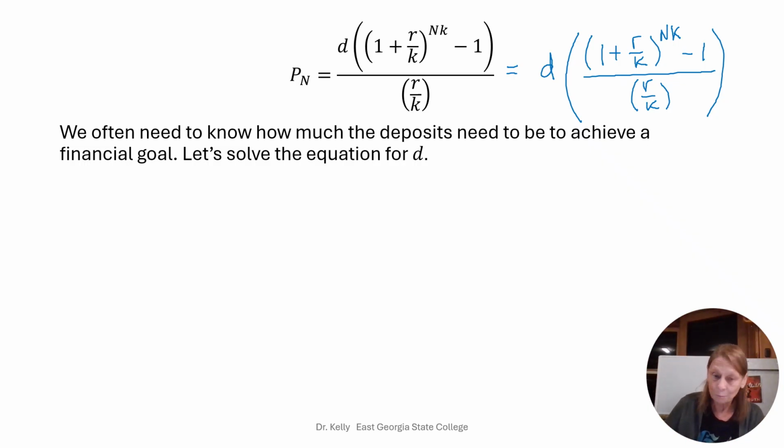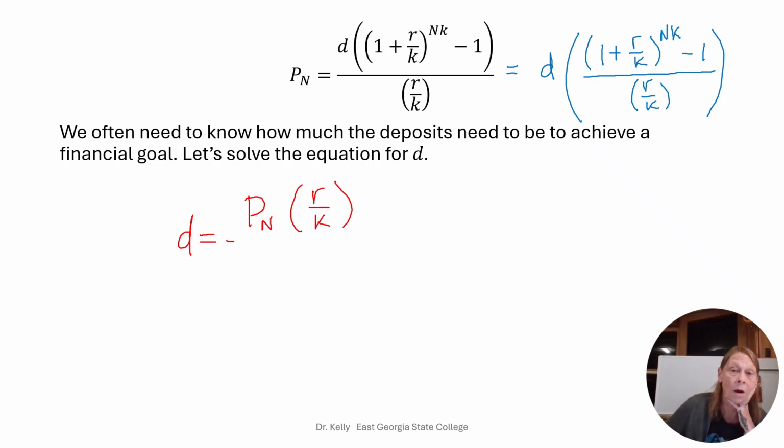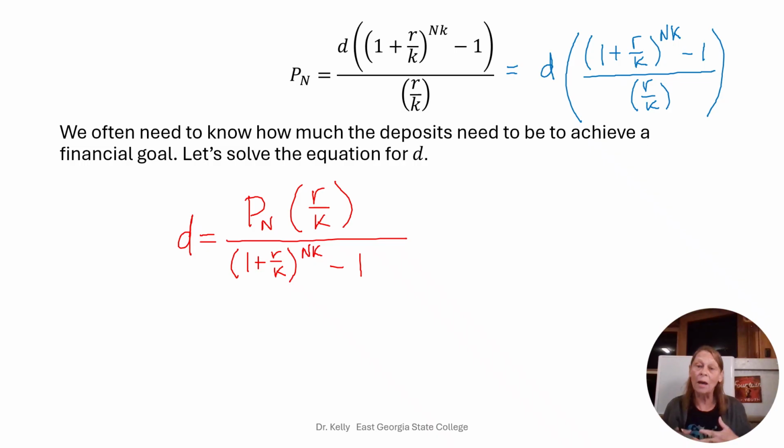Now, I could belabor you with all of the information, but basically we're going to divide both sides by this big ugly thing, and this is what our final solution is going to be. D is equal to P sub n times R over K, all of that divided by 1 plus R over K to the nK power, minus 1. This is the formula that allows you to just find out how much payment you need.